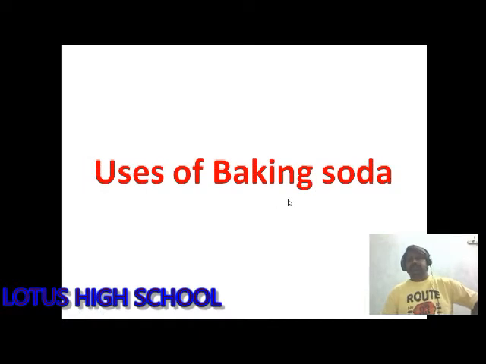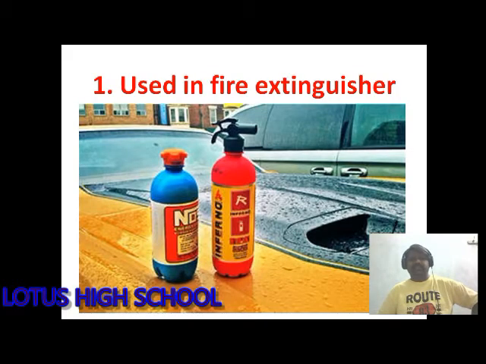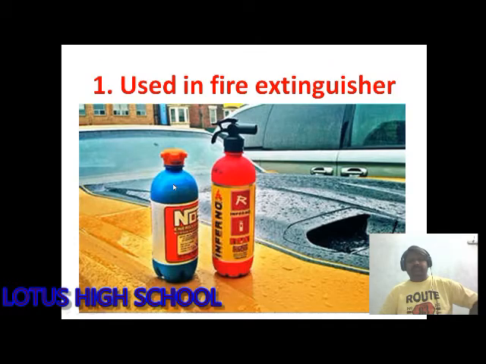Next, use of baking soda. This is a very important question. It carries 3 marks, another 1 mark, another 5 marks. First, it is used in the fire extinguisher. Once you see here, these are cylinders, not water bottles. Here two cylinders are given. Don't think that this is a water bottle. This is also a fire extinguisher, but this one does not contain any knob. This one contains a knob.